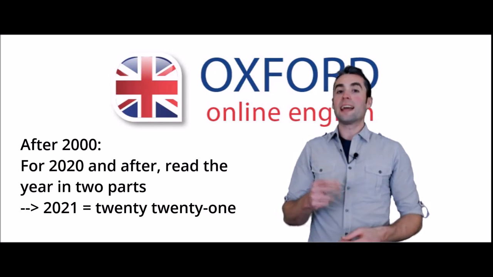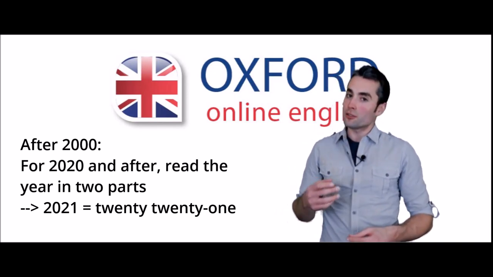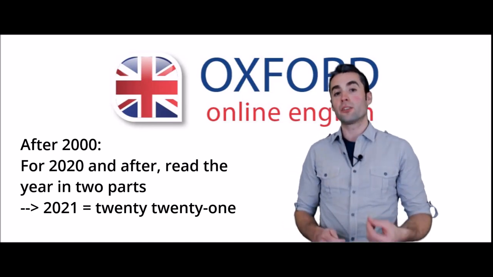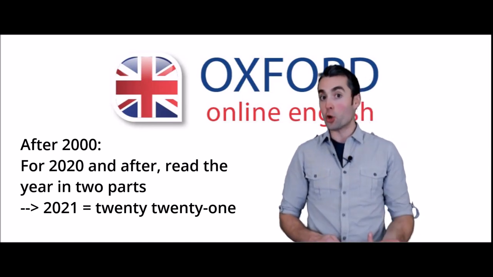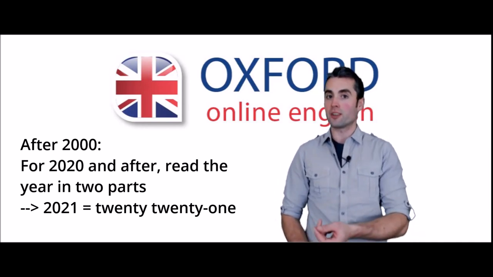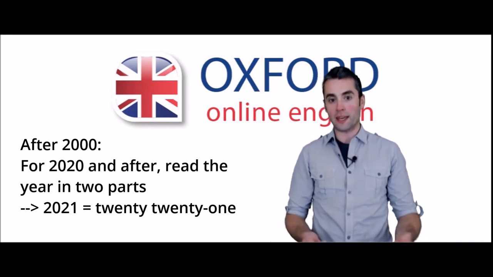For 2020 and after, you can still choose to say the year in two parts or say the full number, but saying the year in two parts will be more common. So 2020 will be more common than 2020, although both are okay.